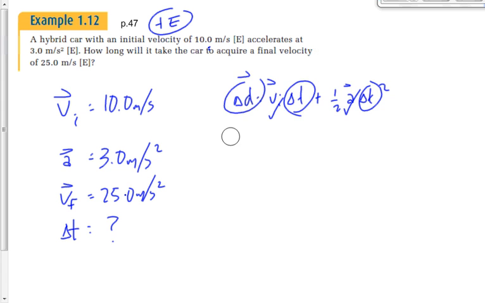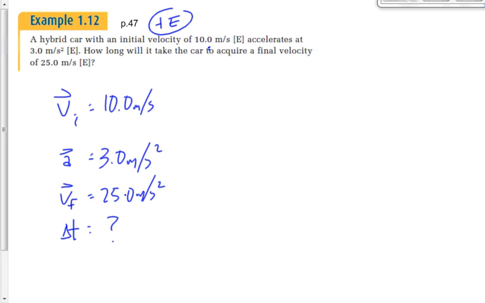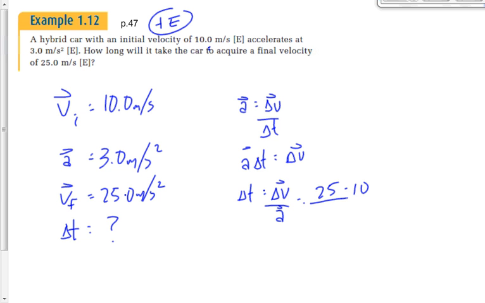1? A is equal to delta V over delta T? Right. So time goes up to the top by multiplying by time, and then we're going to solve for time by taking the a down by dividing. So delta v over a. Delta v, vf minus vi, 25 minus 10 over a is 3.0. Hey, that works, doesn't it? 25 minus 10 is 15, divided by 3 is 5.0 seconds.